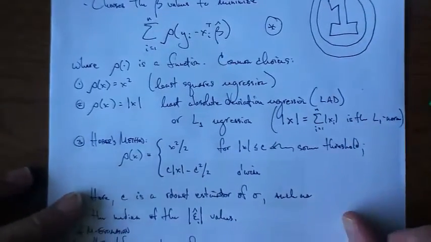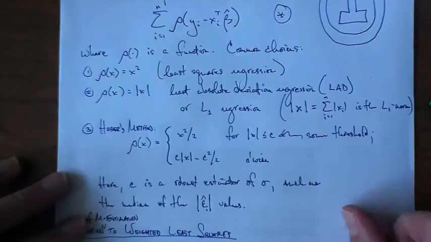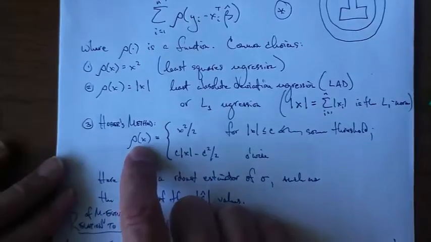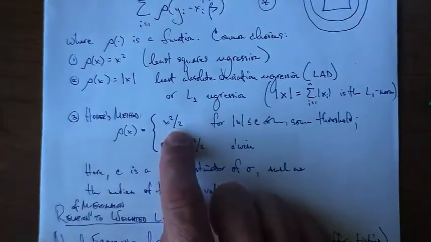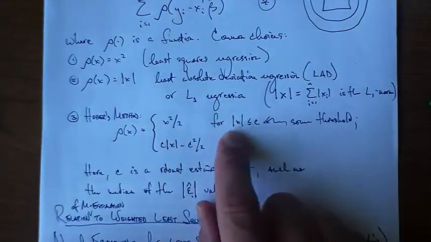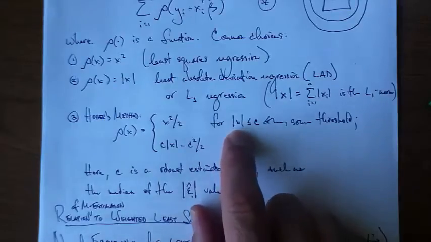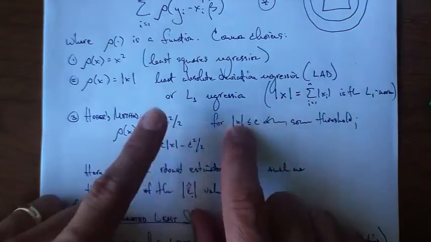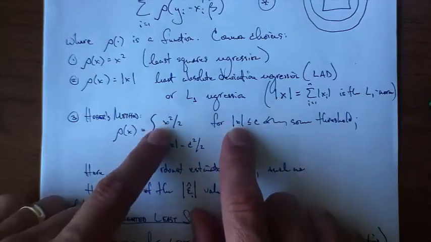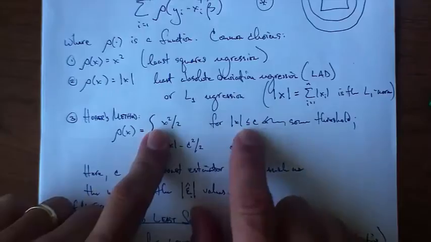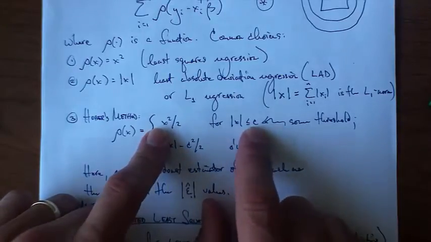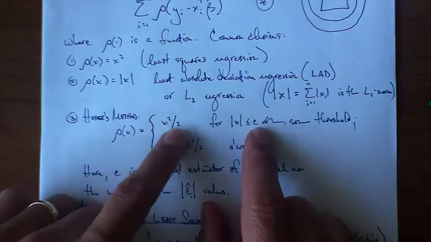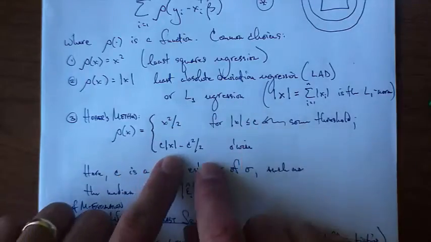There's something else that's called Huber's method. It's sort of a compromise. Rho of x in this case is taken to be x squared over 2 for whenever the magnitudes of these x values are small. Remember, these x values here, for our purposes, are the residuals. So whenever the residuals are less than or equal to some constant threshold, we're basically doing least squares. We're dividing by 2, but it's essentially least squares.